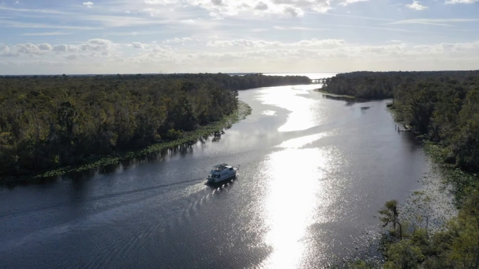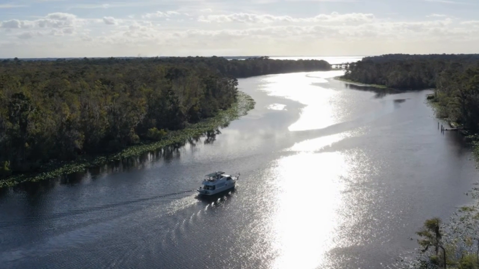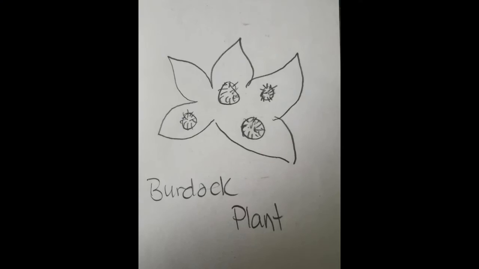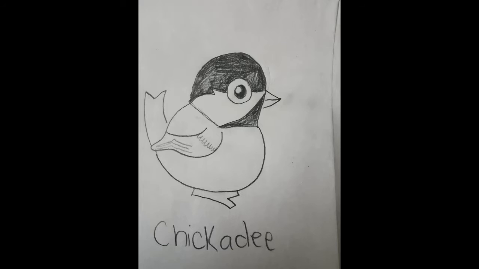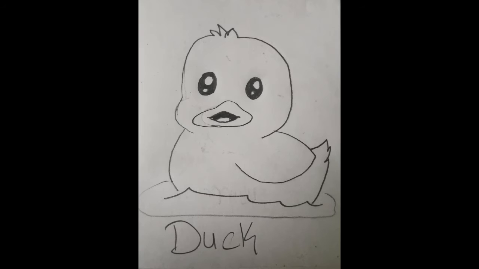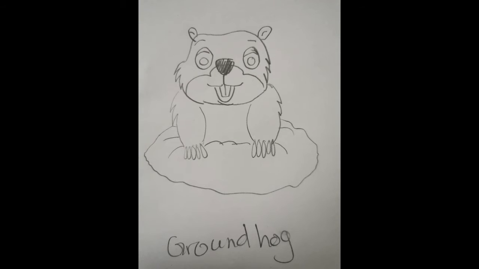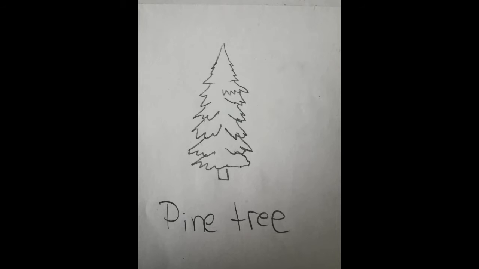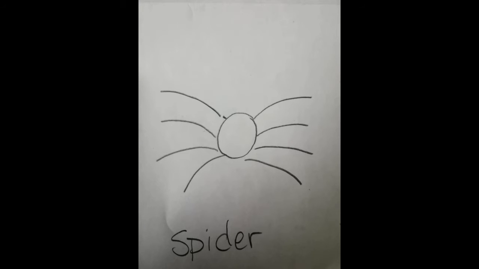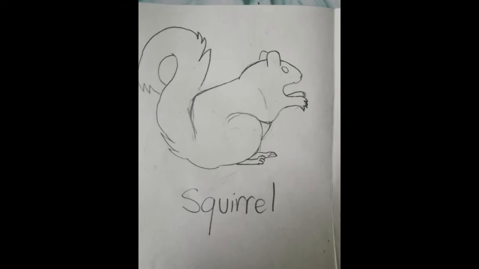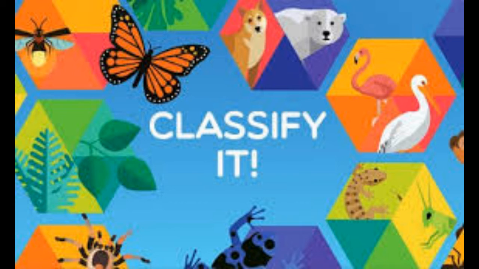For example, when I was looking at the bank of the St. John River, I found burdock plants, chickadees, a crow, some ducks, groundhogs, pine trees, a snail, a spider, a squirrel, and some white birch trees. I then classified the things I found into groups of my own choosing.